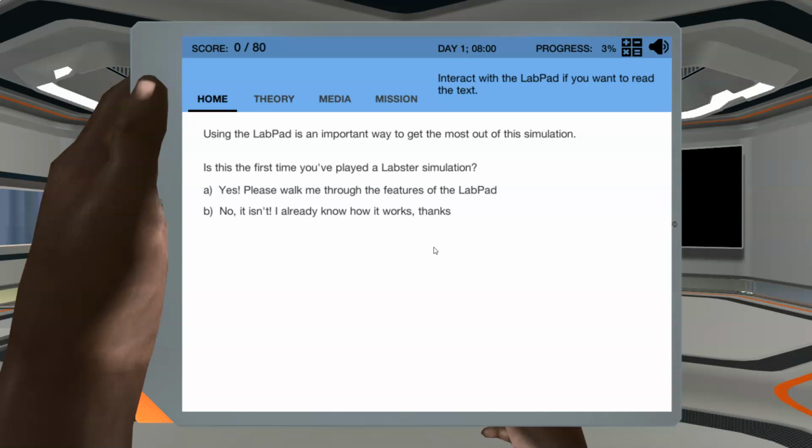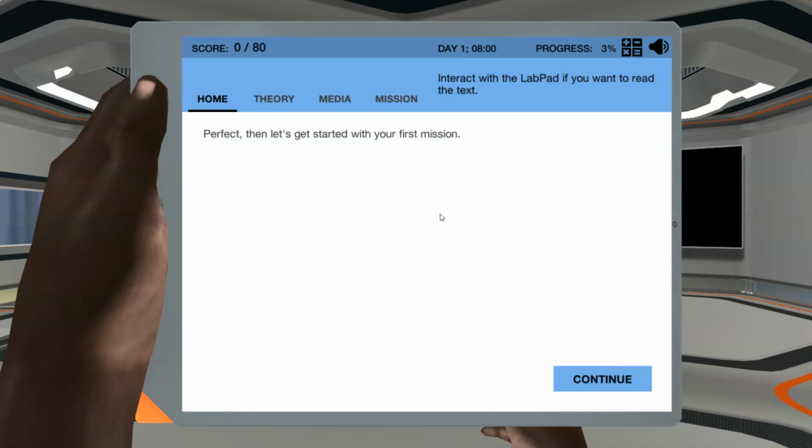Is this the first time you've played a Labster simulation? Perfect, then let's get started with your first mission.